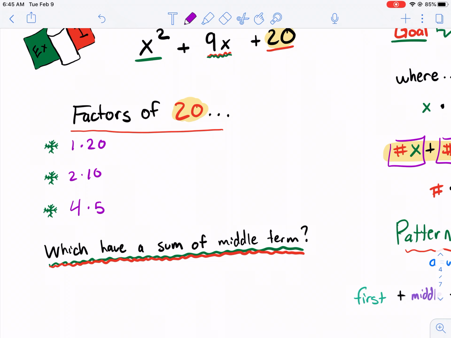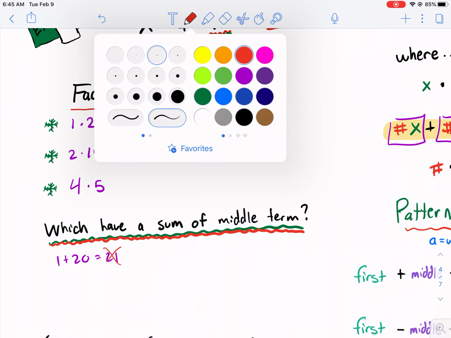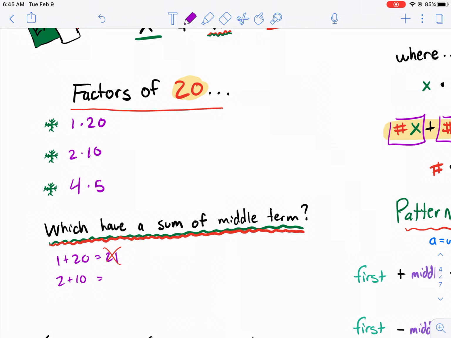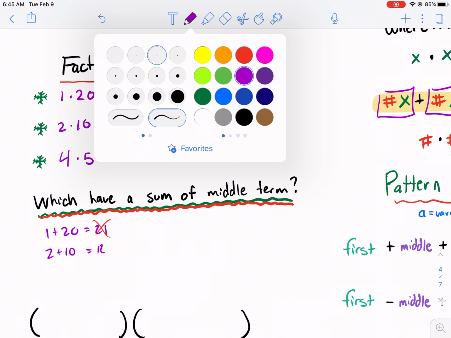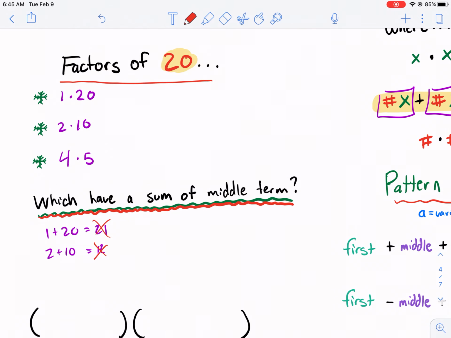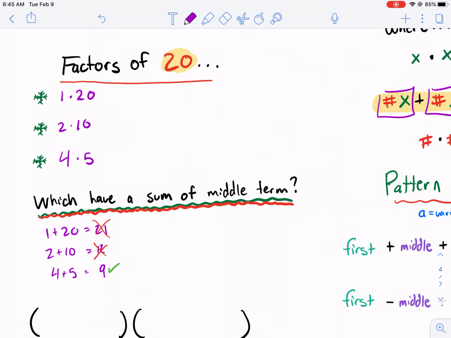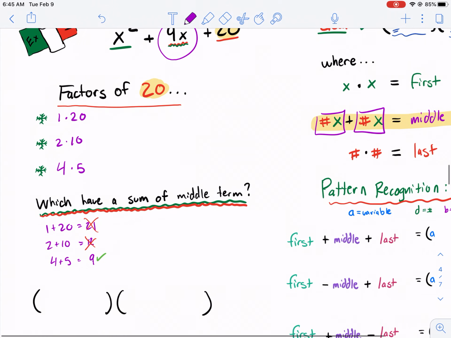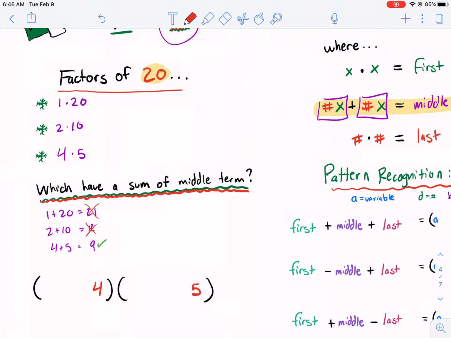Well, if we add 1 plus 20, we get 21. That's no good. Then we get 2 plus 10, and that gives us 12, and we see that it's 9. We're looking for 9, not 12, so that one's no good. Then we move on to 4 plus 5, and we see that equals 9. So that is what we are indeed looking for. So we're going to say, okay, 4 and 5 are the factors we're going to use. So what we're going to do here is put 4 and 5 as our last term.